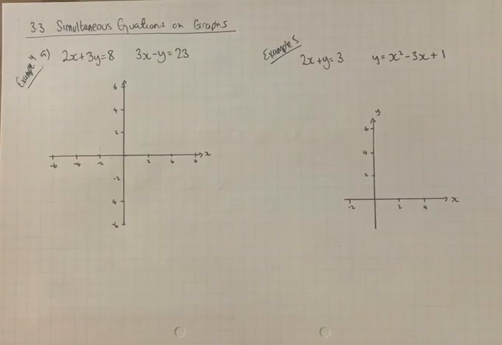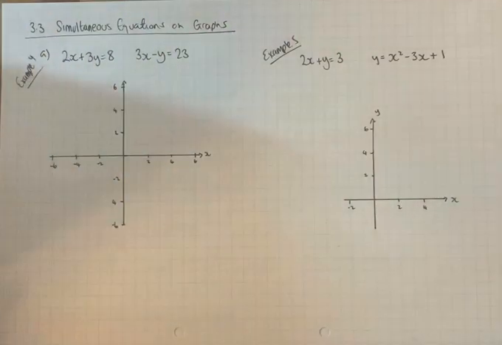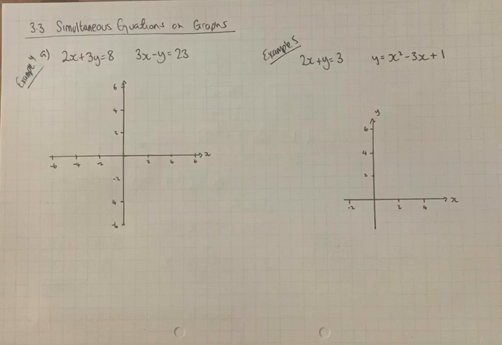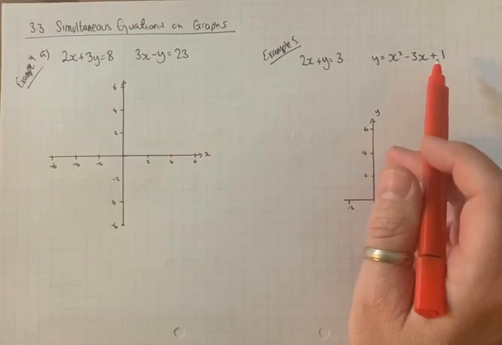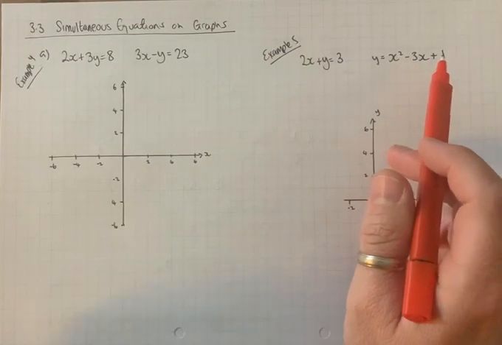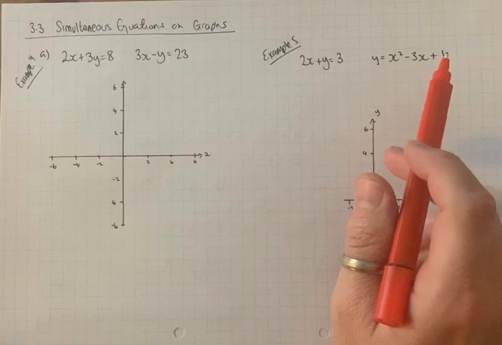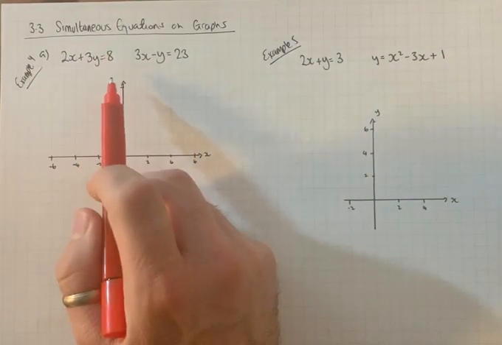The third part of this chapter deals with simultaneous equations on graphs. It's quite an annoying chapter because you have to draw the graphs accurately to get an accurate answer, which is fine for linear ones, but we've got a quadratic one to do in example 5, which is a bit of a pain. Okay, so on to the first one.